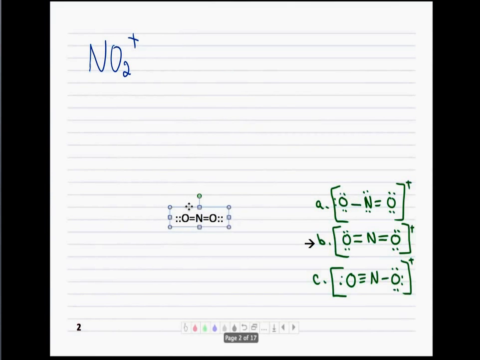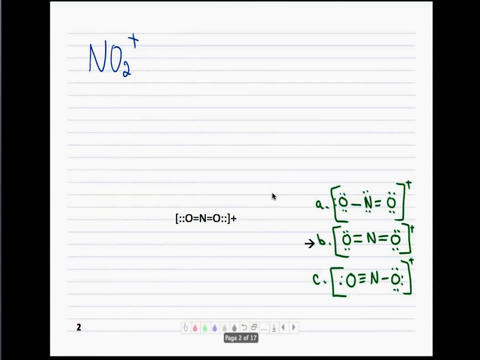Because this is not the right one. The right one is with a bracket and a plus, because without that plus, that wouldn't be the structure. So anytime I give you a polyatomic cation or anion, with a plus or a minus, you need to write those two brackets and the plus or minus. Otherwise, if I just put N double bonded to O, double bonded to O without the bracket and plus, that's the wrong representation of the Lewis structure. Okay?